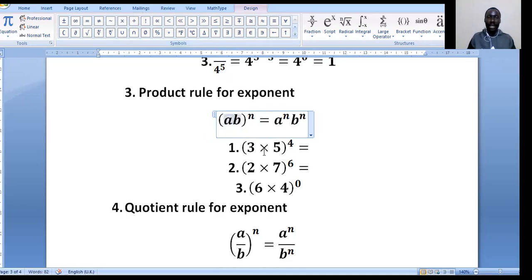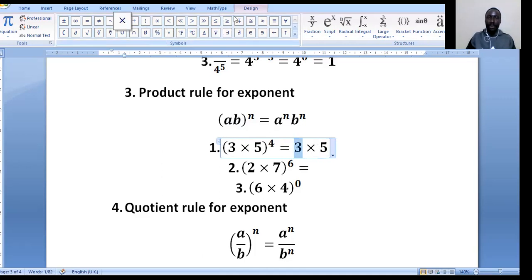So because of this, we can have these two. Now, because of that, we can bring this 4 as exponent of 3 and 4 as exponent of 5. So basically, we'll still be having 3 times 5 now with the exponents distributed. That is 3 times 5 with the 3 having exponent of 4.